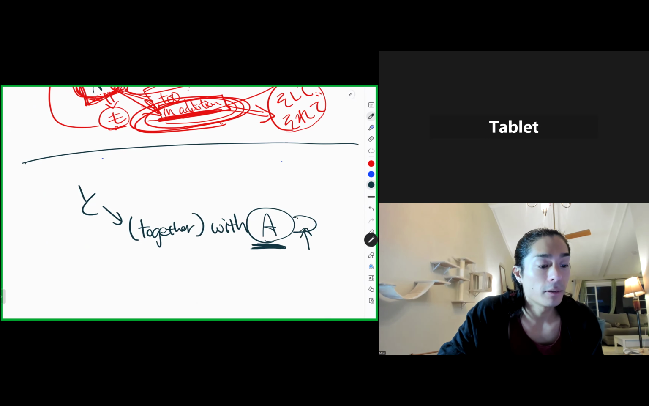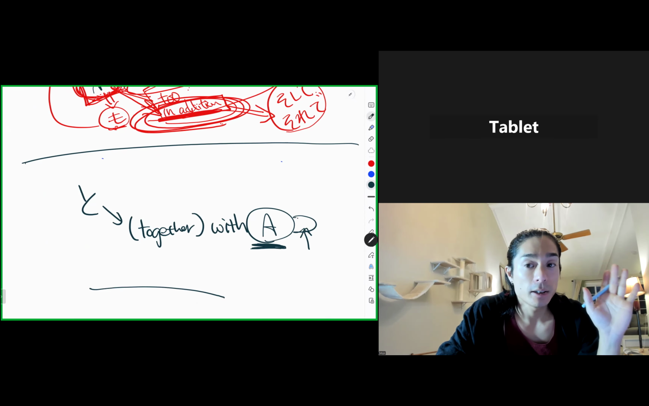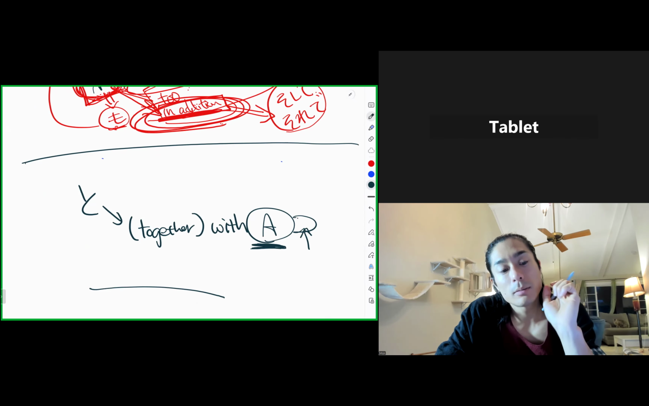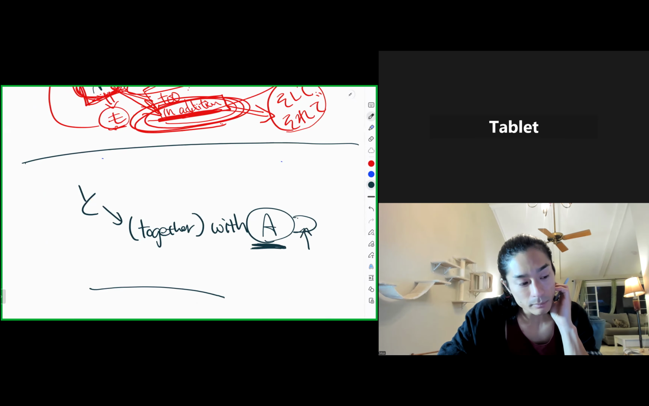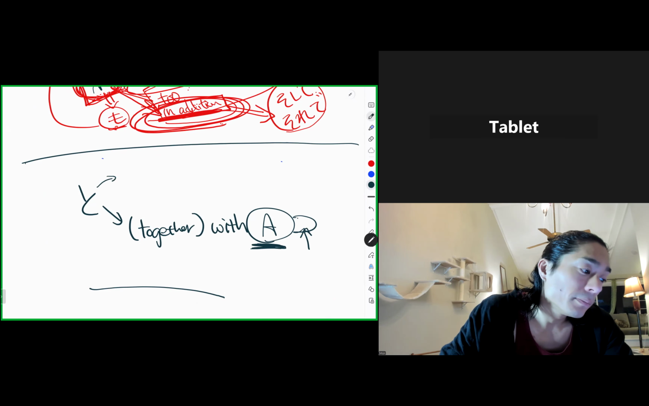Okay? For example, I study in Japanese is 私は勉強します。If you say I study with Takeshi, 私はたけしと勉強します。Okay, second function of to.